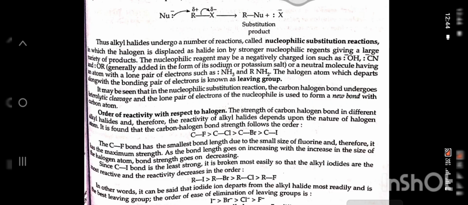Order of reactivity with respect to halogen. The strength of the carbon-halogen bond is different in different alkyl halides, and therefore the reactivity of alkyl halides depends upon the nature of the halogen atom. It is found that the carbon-halogen bond strength follows the order C-F > C-Cl > C-Br > C-I. The C-F bond has the smallest bond length due to the small size of fluorine, and therefore it has the maximum strength.